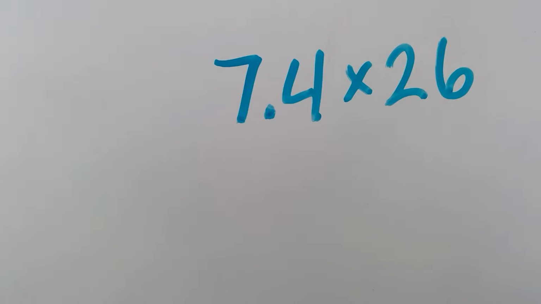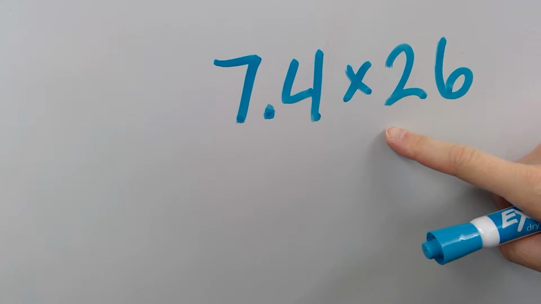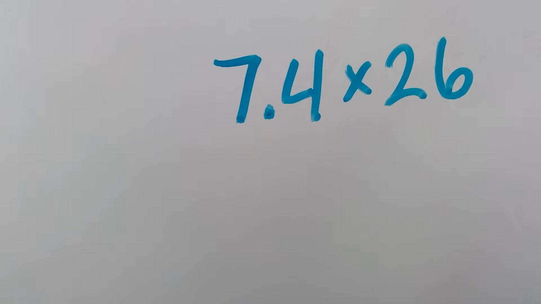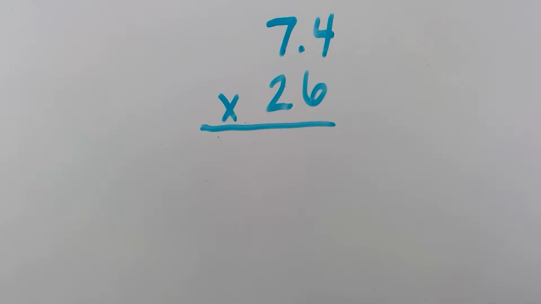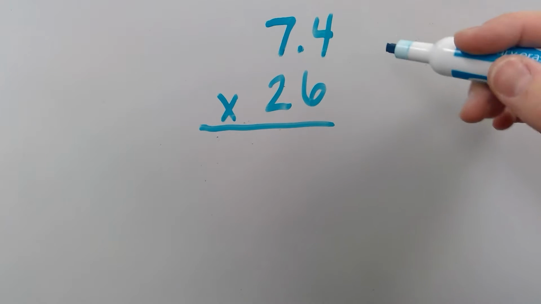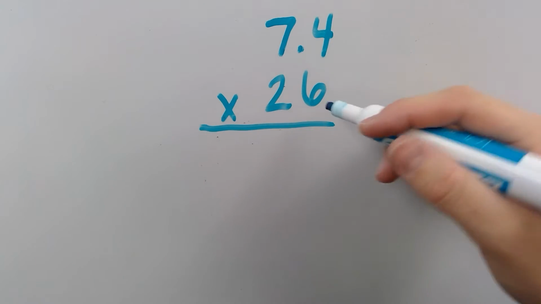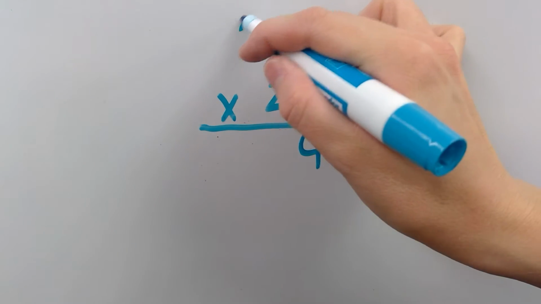Okay, I want you to solve this problem. So go ahead and pause your video, try solving this, and then we'll talk about it and see how you did. Okay, if you pressed play, that means that you've finished solving the problem. So the first thing you should have done is set it up, and don't worry about lining up the decimal. Just set it up and multiply like normal.